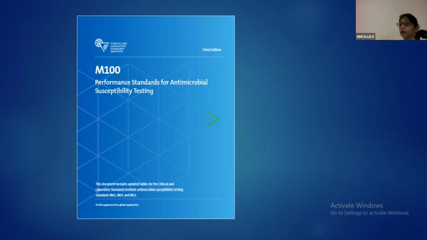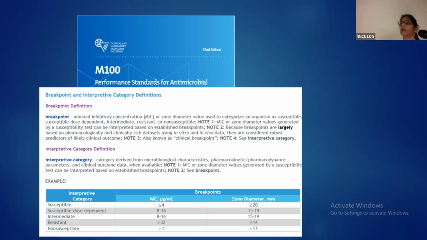This is the M100 document. What they do is they release the breakpoint interpretive category definitions every year for every organism, bug-drug combination. For example, in Staphylococcus aureus, they will have breakpoints for vancomycin, for linezolid, and other drugs also. For every pathogen, they have this in this document. You can see that the interpretive categories susceptible, susceptible-dose dependent, intermediate, resistant, and non-susceptible are given. In each category, certain breakpoints are given, which are the minimal inhibitory concentrations or the zone diameters used to categorize the particular organism into these interpretive categories.